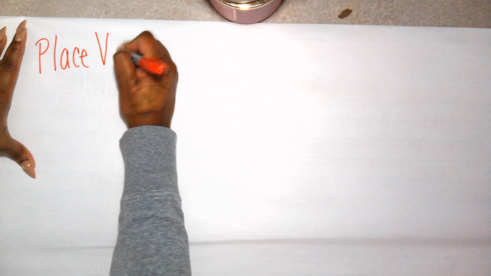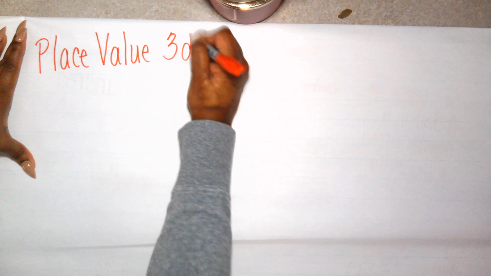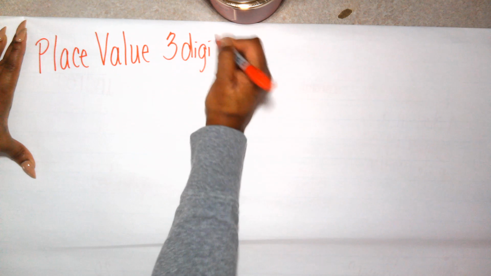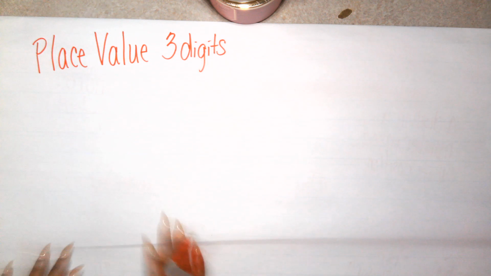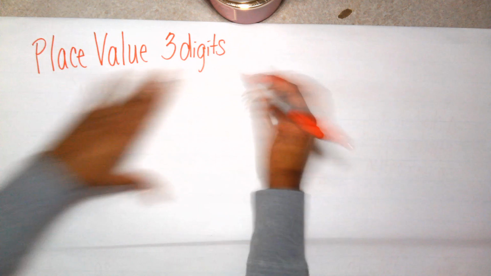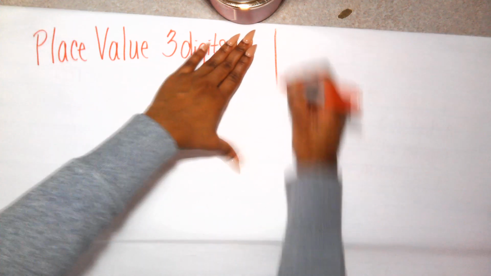So what I wanted to do is a number that sometimes students can get tripped up on. We're still talking about place value with 3 digits, and we're identifying the 4 different forms of how you can build a number. All right, so I'm going to place it over here.